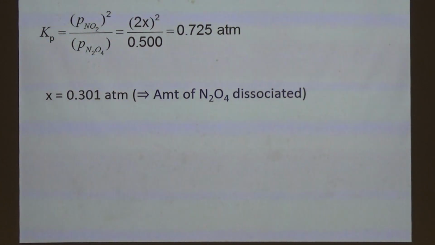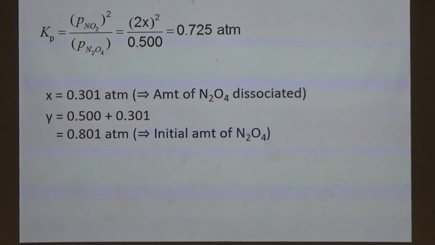But before I can find the degree of dissociation, I need to find out the starting amount, or starting partial pressure, of N2O4. So how do I do that? I use the first column of the ICE table, that Y minus X is equal to 0.500. So Y must be equal to 0.500 plus X. So Y is equal to 0.801 atm.